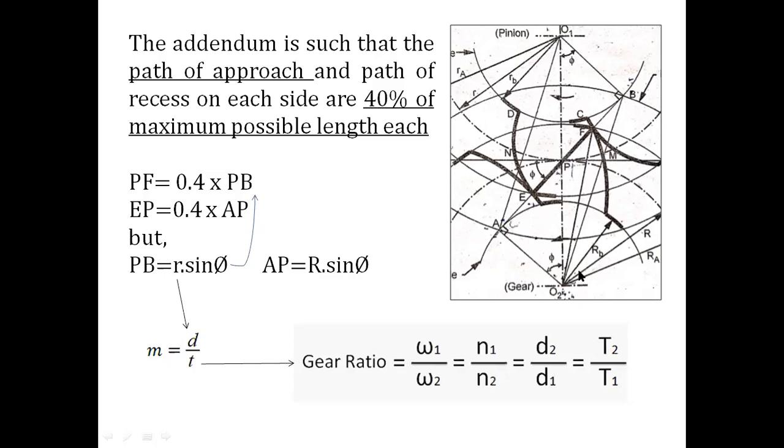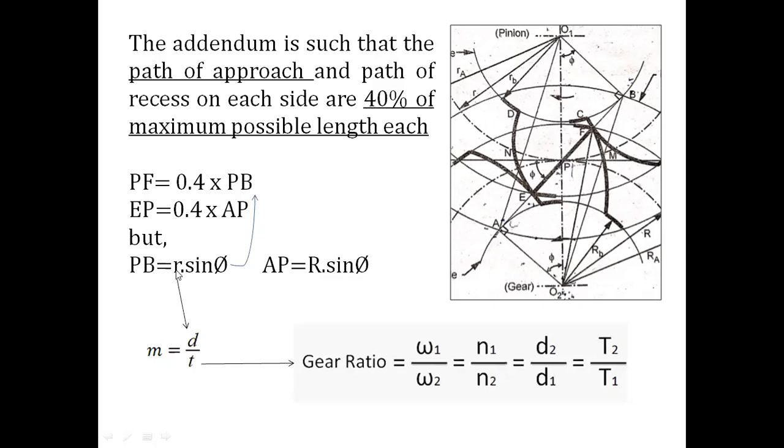AP is capital R sin phi. Again, I am applying the trigonometric rule. This triangle I am considering is O2AP. So AP is equal to capital R into sin phi. Okay. So for understanding the problems or for solving the problems on interference, you have to clearly remember this figure. Clearly understand, and we have to clearly remember this figure in the examination also.